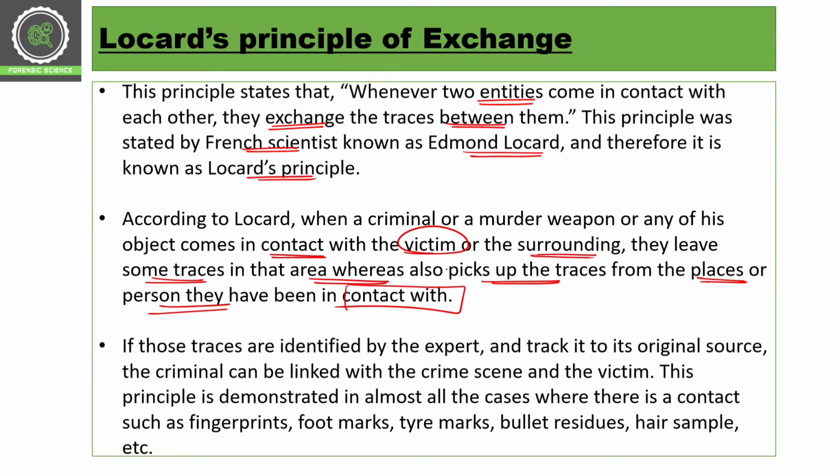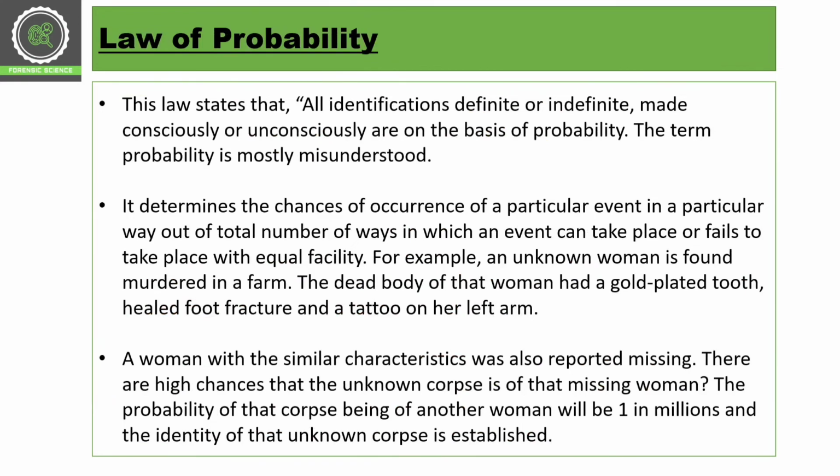If these traces are identified by the expert and tracked to their original source, the criminal can be linked with the crime scene and the victim, of course. Yes, this principle is demonstrated in almost all the cases where there is a contact, such as fingerprint, foot mark, tire mark, bullet residues, hair sample, etc. So, this is a really very important and prominent law of forensic science. Next, we have the law of probability.